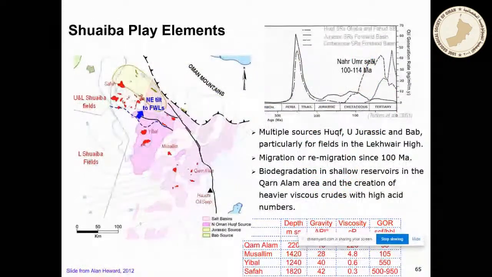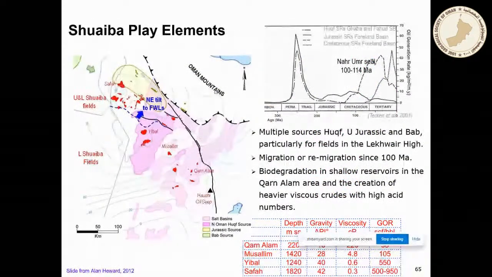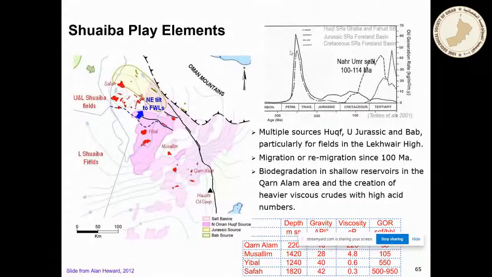Anyways, so Shuaiba play, as I said, most of the oil in Shuaiba, especially in the Qarn Alam area, was generated from source rocks about 250 million years ago. And therefore, obviously, Shuaiba was not then deposited. So the oil actually left the source rocks, initially migrated from the source rocks, 250 million years ago.